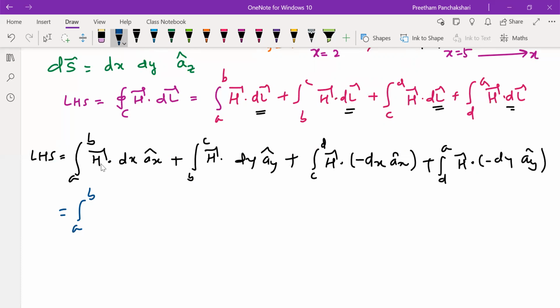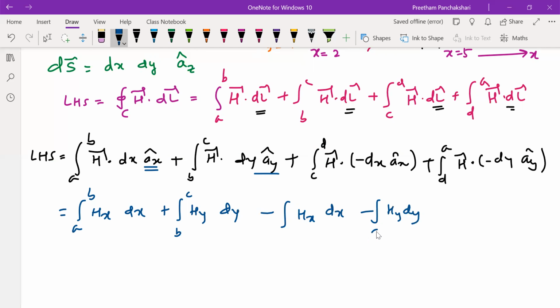Next, we shall decide the H value in each integral. H can have any component x, y, or z. Since the dl has only x component, only the x component of H matters. If x component is present, then ax cap dot ax cap is 1. If any y component is present, ay dot ax is 0. Similarly, az dot ax is 0. So y and z components are converted to 0 because of the dot product. Only x component is considered. So what is left is only x component of H into dx. Similarly, for B to C, y component into dy. And for C to D, minus Hx dx, and for D to A, minus Hy dy.